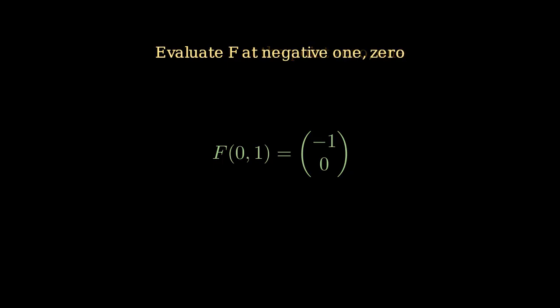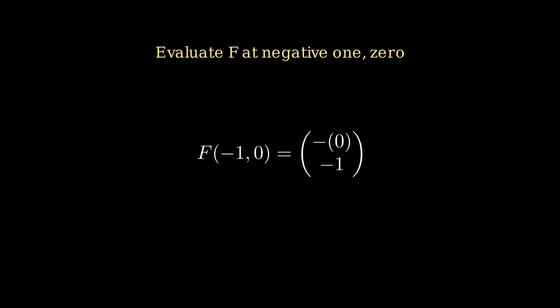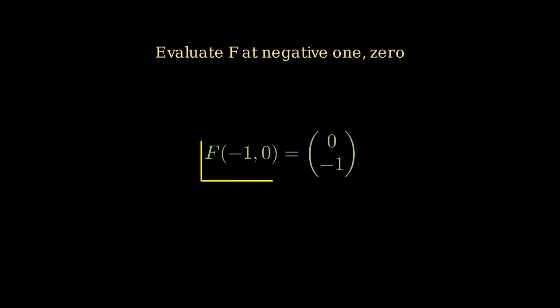Now let's evaluate at the point negative 1, 0. Here, x equals negative 1 and y equals 0. So the vector is, open bracket, negative 0, comma, negative 1, close bracket. This simplifies to, open bracket, 0, comma, negative 1, close bracket.